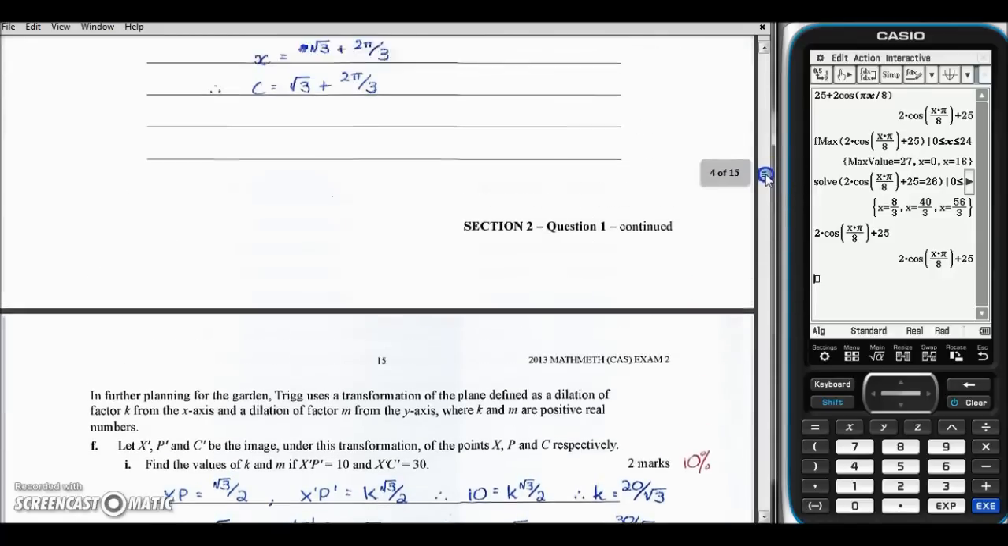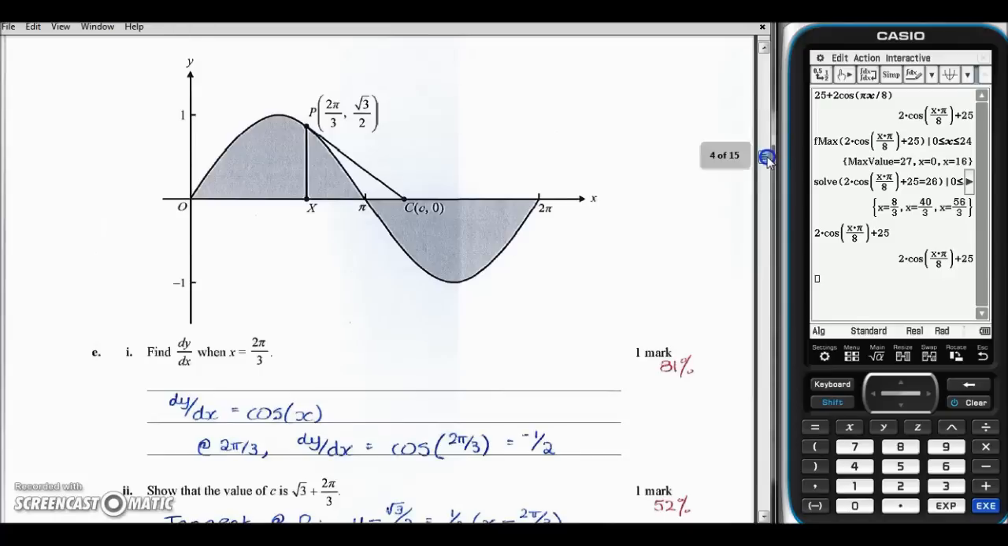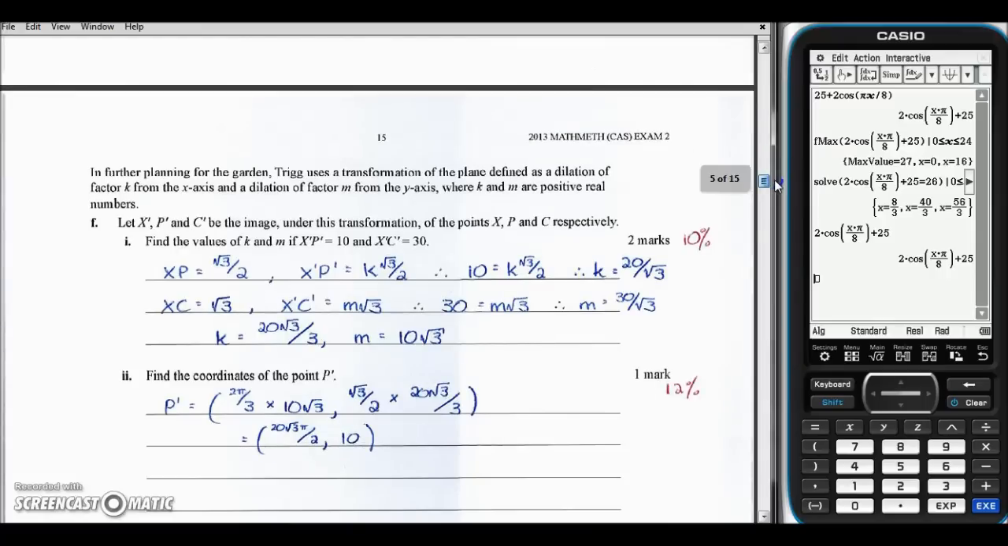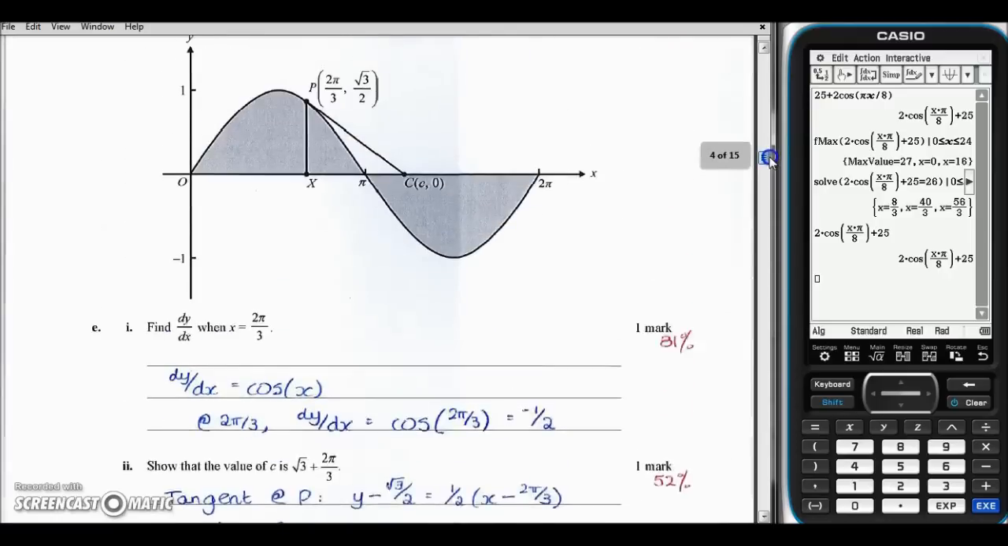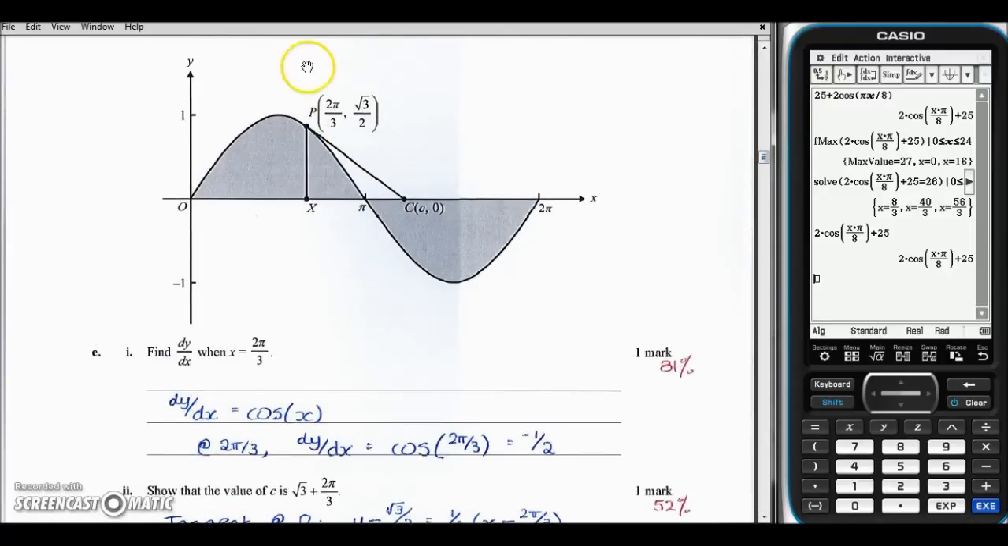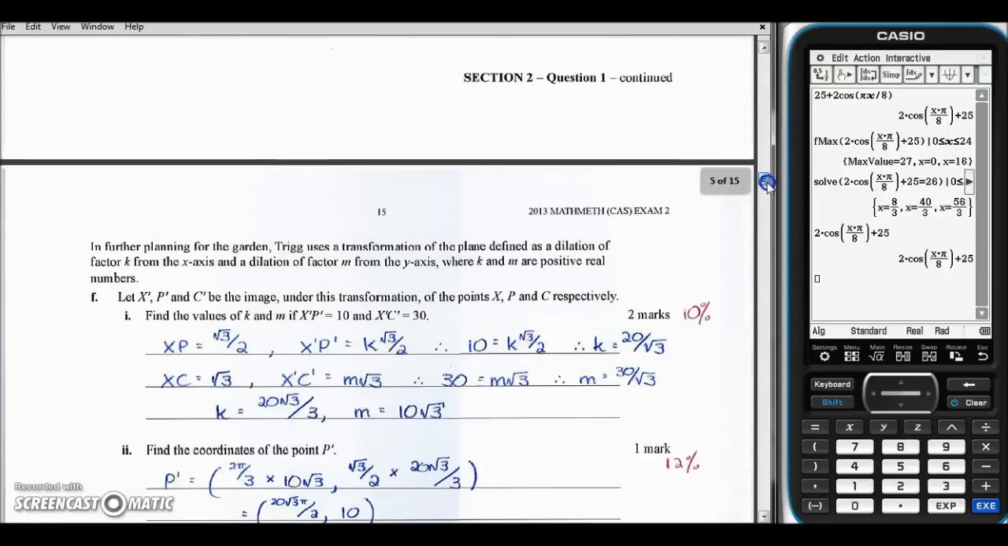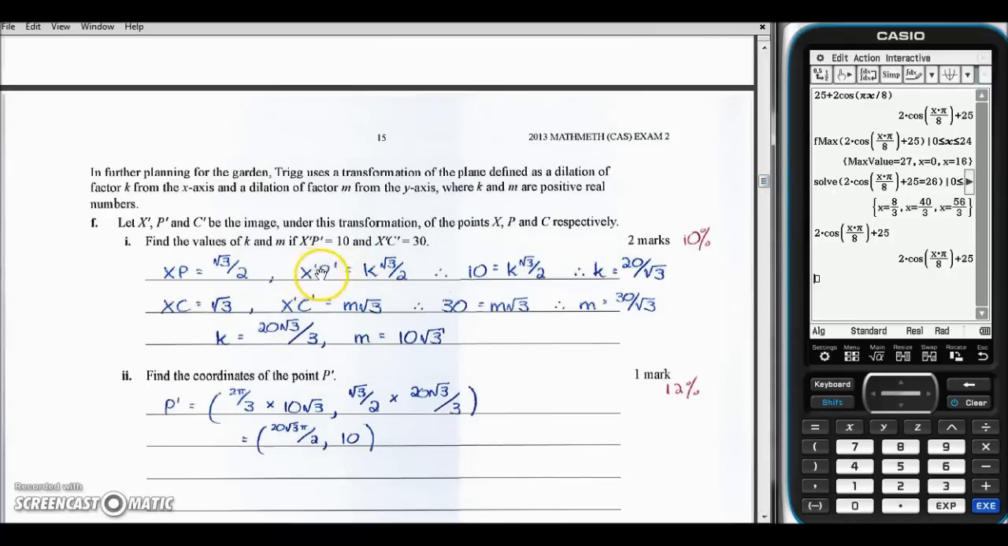Okay, so have a look at the segment xp to start with. The distance between x and p at the moment is root 3 on 2. Now if we dilate all of these points by a factor of k from the x-axis, then that distance will no longer be root 3 on 2, it'll be root 3 on 2 multiplied by k. So x prime p prime is k root 3 on 2. So therefore, because we're told that that distance is 10, 10 is equal to k root 3 on 2, so k is 20 on root 3.